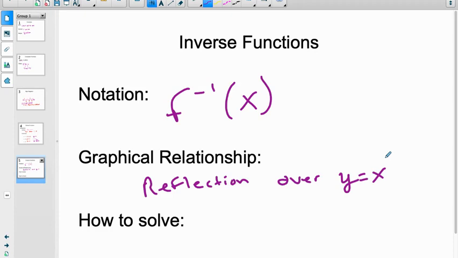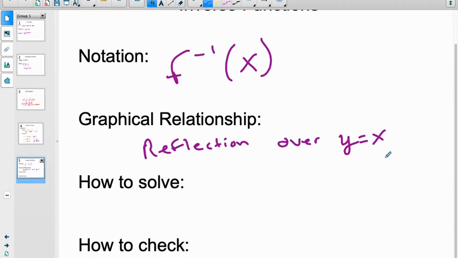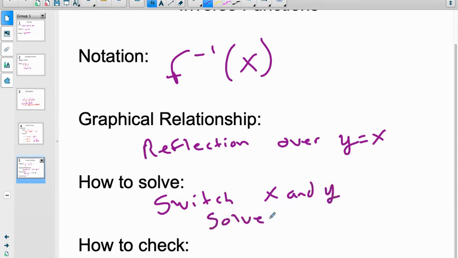If you want to solve algebraically, you're going to replace x with y and replace y with x. So switch x and y, and then solve for y. Doing that will get you the inverse function.